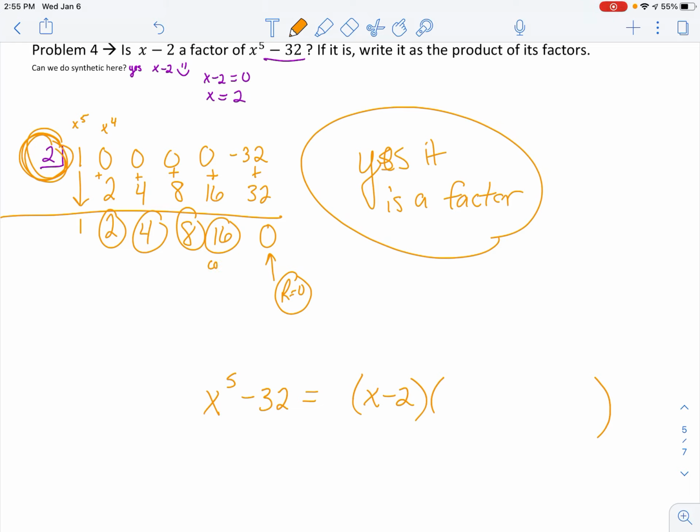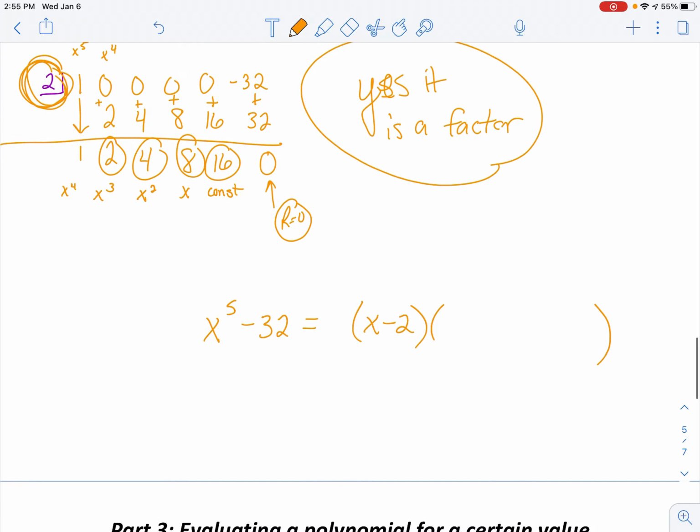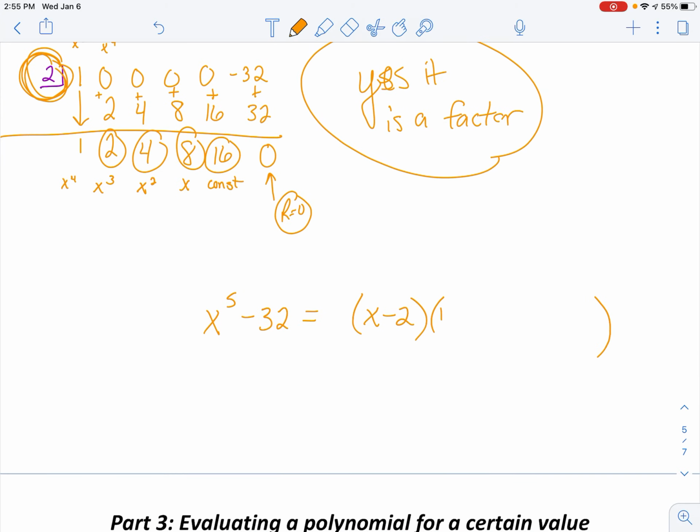Let's check out our answer. This is the constant. This is the x. This is the x squared. This is the x cubed. This is the x to the 4th. So when I write it, I would write 1x to the 4th plus 2x to the 3rd plus 4x squared plus 8x plus 16. And remember, its remainder was 0.